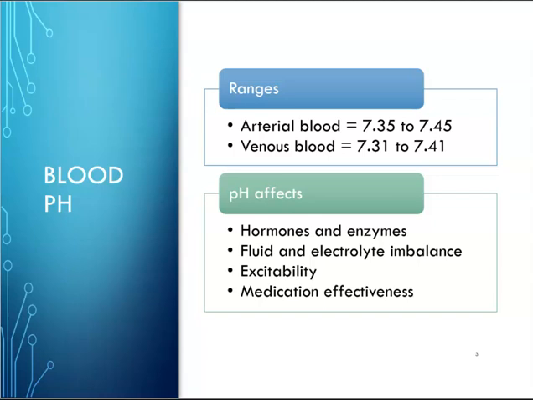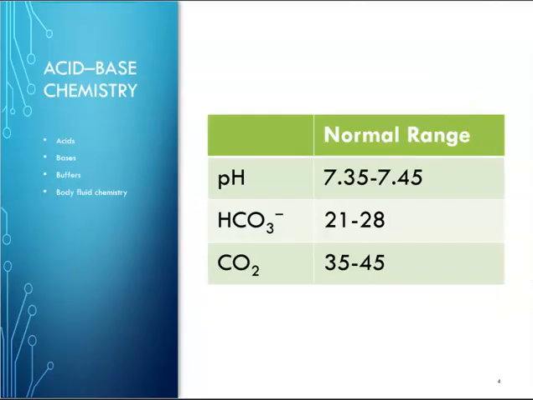So really, when we're looking at that normal pH range of 7.35 to 7.45, we have to have a balance of acids and bases in our body fluids to achieve that. So anything less than 7.35, anything on this side of the scale, is going to be acidotic. Anything greater than 7.45 is alkalotic.